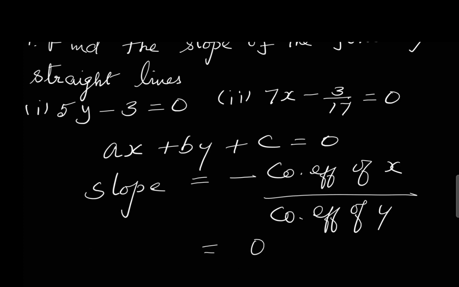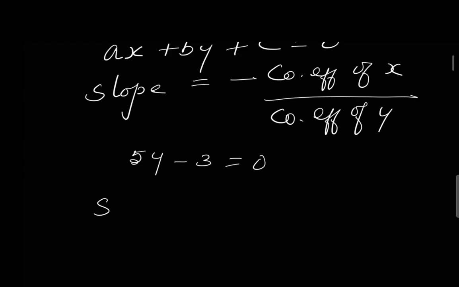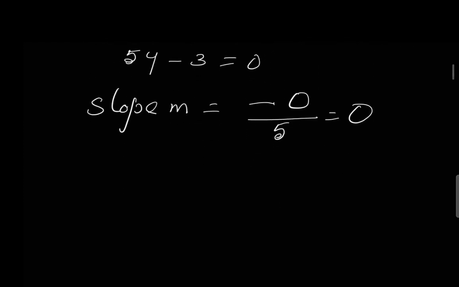First equation. Let me write the equation: 5y minus 3 equal to 0. So slope m is equal to minus coefficient of x, which is 0, divided by coefficient of y, which is here 5. 0 by 5 is 0. So slope is 0.